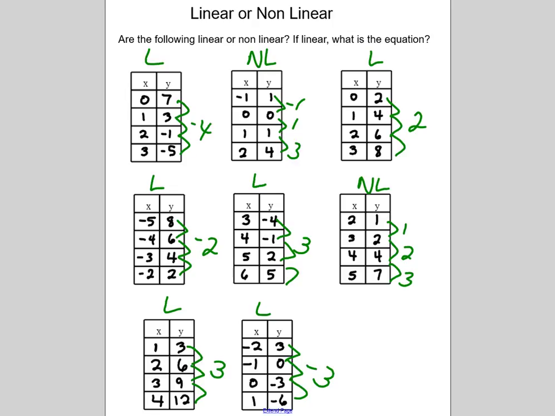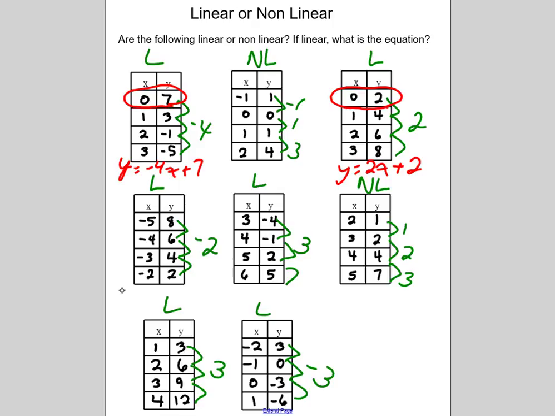So then it says, if it's linear, what's the equation? Let's come back to the first one. We know that our equation will be y equals negative 4x, because it was going down by 4. Then we find our 0, and we can say plus 7. This one, y equals 2x, because we're going up by 2 every time. We find our 0, and we can say plus 2.